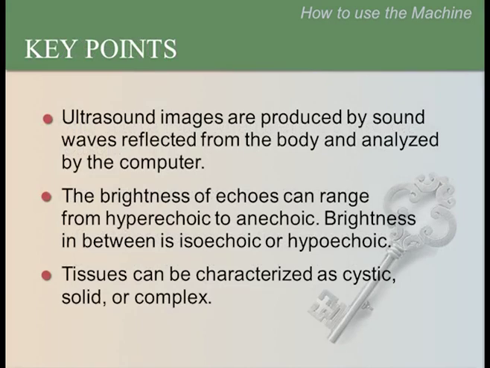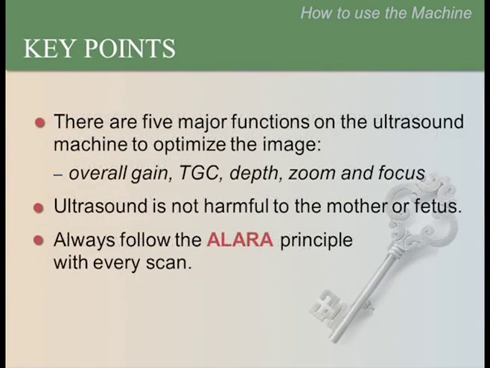To summarize key points from this lesson, ultrasound images are produced by sound waves reflected from the body and analyzed by the computer. The brightness of the echoes can range from hyperechoic to anechoic. Brightness in between is called isoechoic or hypoechoic. Tissues can be characterized as cystic, solid, or complex. There are 5 major functions on the ultrasound machine to optimize the image: overall gain, time gain compensation, depth, zoom, and focus. Ultrasound is not harmful to the mother or fetus. Always follow the ALARA principle with every scan.